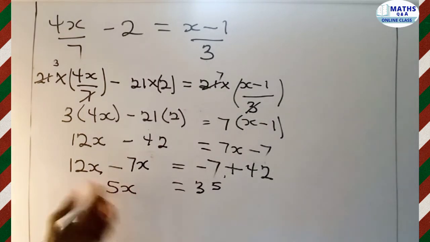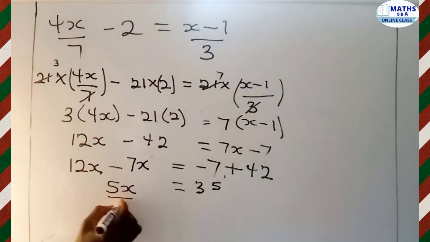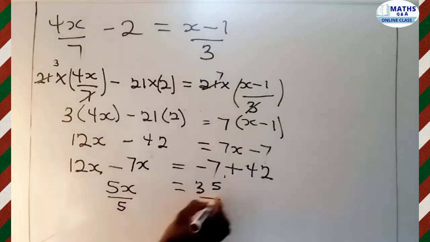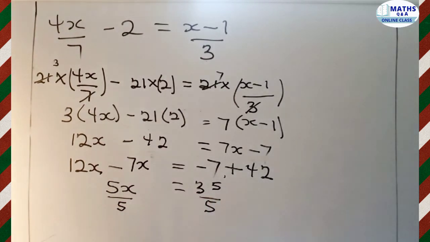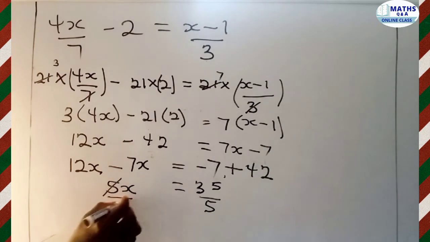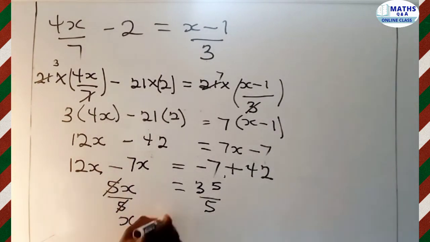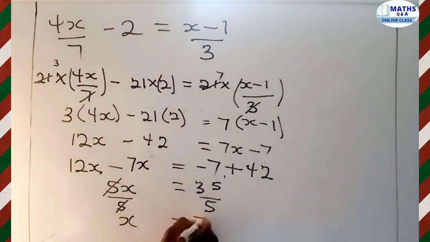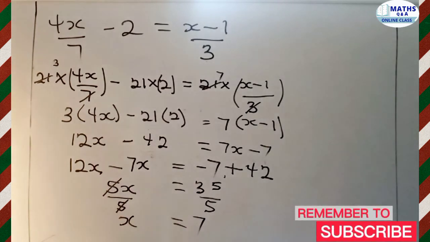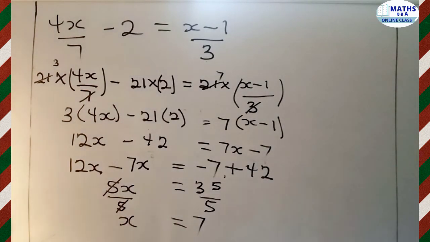Now, we want x. We don't want 5x. So we divide this side by 5, and we do the same thing to this side since it's in equation form. Now, 5 divides 5 is what? 1. 1 multiply x gives us what? x, which is equal to 35 divided by 5 gives what? 7. So this becomes our final result for the question. 4x divided by 7 minus 2 equal to x minus 1 divided by 3. The result is what? x is equal to 7.